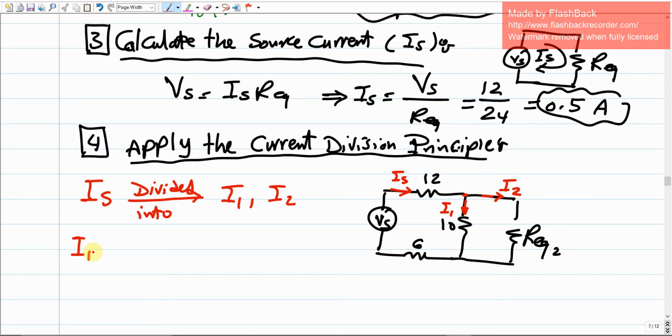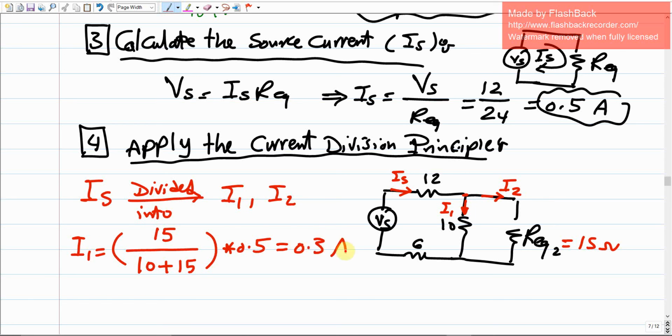So we're gonna say that I1 should be the resistance of the other resistor. I1 goes over the 10, so I'm gonna take the other resistance, which is the 15 ohms, as we calculated above. So it's gonna be 15 divided by the sum of these two resistances, which is 10 plus 15, times the total current Is, which we just got as half. Make sense? So this should be multiplied times 0.5. If we did the calculation, we're gonna end up with 0.3 ampere. This is for I1. Agree?